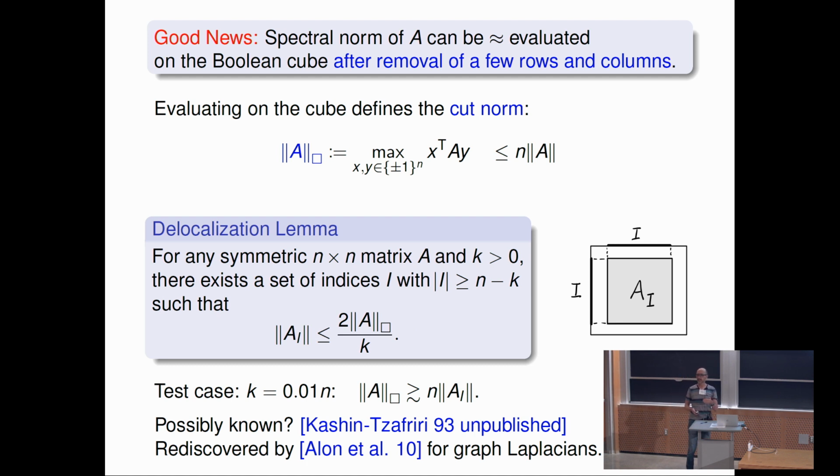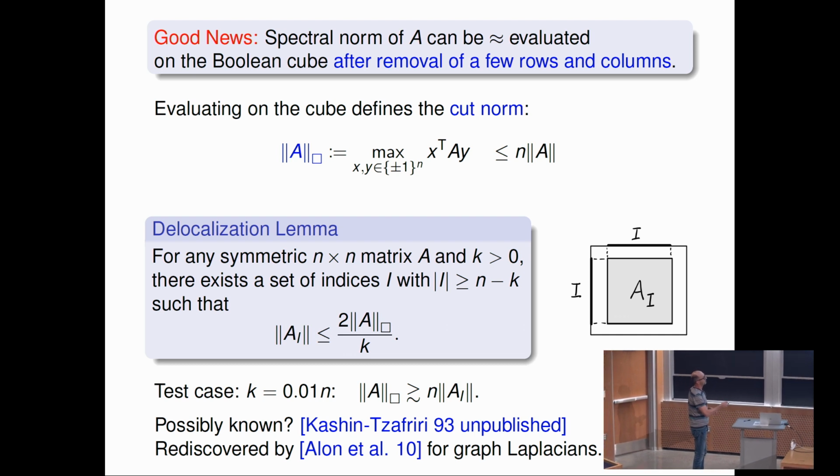The test case here is, think about k being a small proportion of n, like 1% of n. In this case, we'll divide by n, and if we bring it to the other side, we get that this inequality gets sharp, gets reversed, but on a submatrix. So on a submatrix and up to a constant, a constant of 2, you can do that.